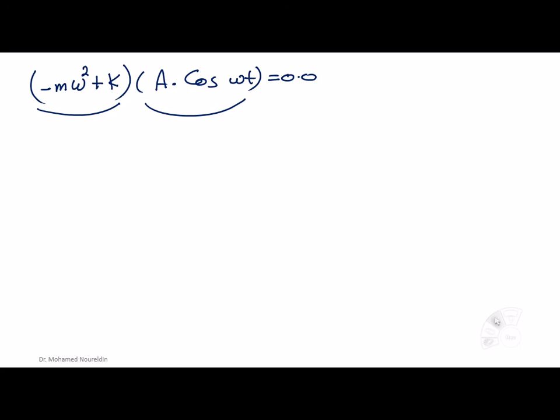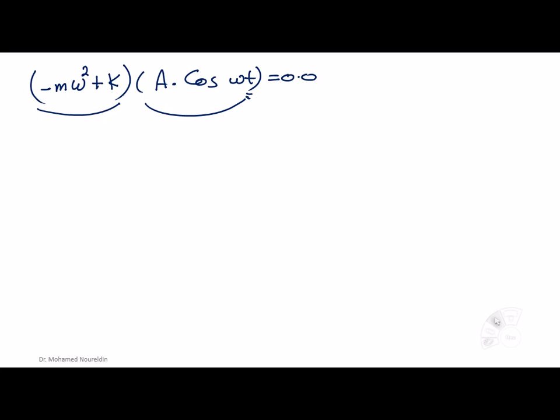Actually, no, it's counterintuitive. The second term is changing with time, right? If we say this second term equals 0, it means that there is no motion. At every time t, this a cosine omega t is going to be 0. This means that the system is not going to oscillate. It will be 0, constant, static. However, this term, which is minus m omega squared plus k, is okay. We can equate it with 0 and see what will happen for us.